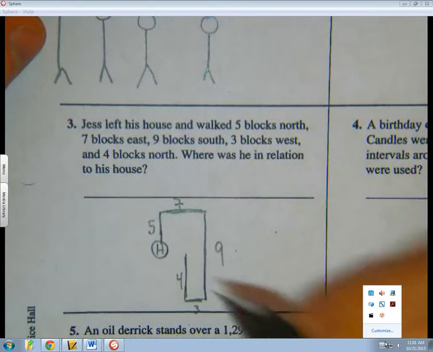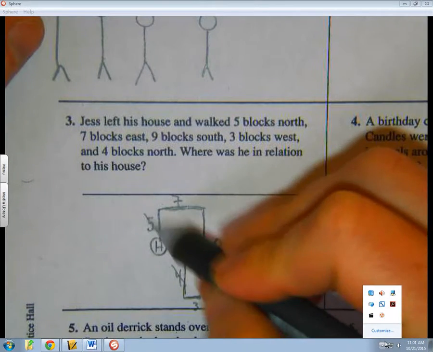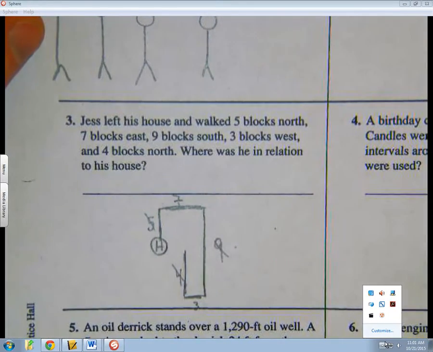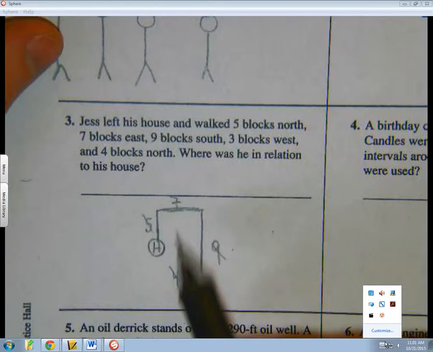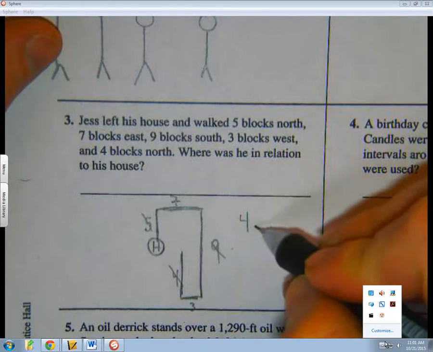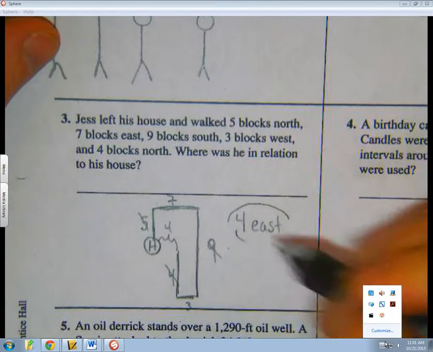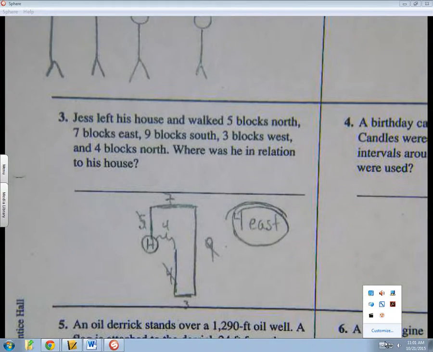So the first thing I notice here is that the north and the south stuff is all going to zero out. It's going up 5, down 9, and back up 4. That's just going to equal out. So I got to see how far east he has gone. If he goes 7 east and then 3 west, then you'll be left with 4 east, which would be here. Okay. So that is the problem-solving strategy. Draw a picture. It's a good problem-solving strategy. I enjoy that one. Okay, so that is that.